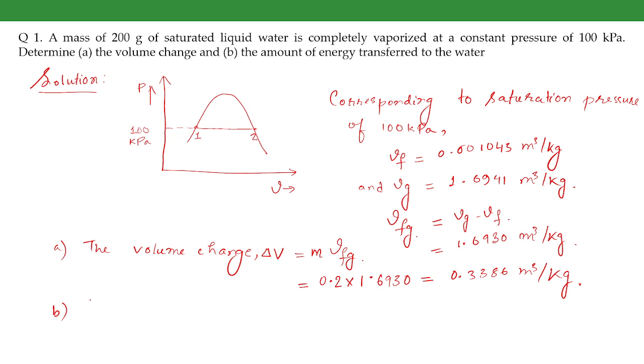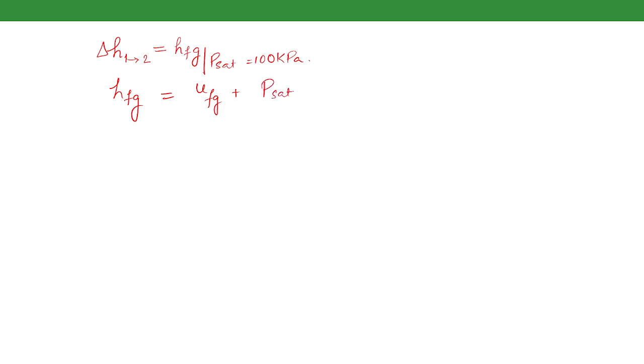So we basically have this relation for the enthalpy. Enthalpy is U plus P specific volume. So the change in enthalpy from 1 to 2 is hfg at the saturation pressure of 100 kPa. We can write hfg, the change in enthalpy from 1 to 2, as ufg plus P saturation times vfg.